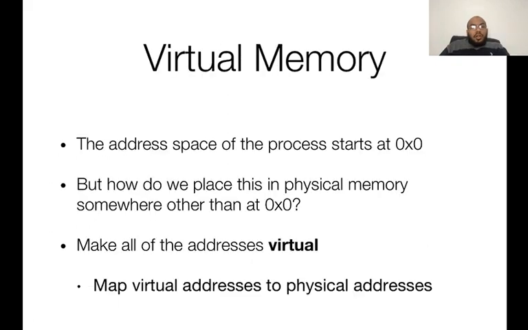Virtual memory: the address space of the process starts at 0x0000, but then the question is, how do you map this into physical memory somewhere other than 0x00? That's probably where you will have your GRUB pointing to, or your bootloader, the beginning of your operating system starting. So we're going to make all of the addresses virtual and map virtual addresses to physical addresses.